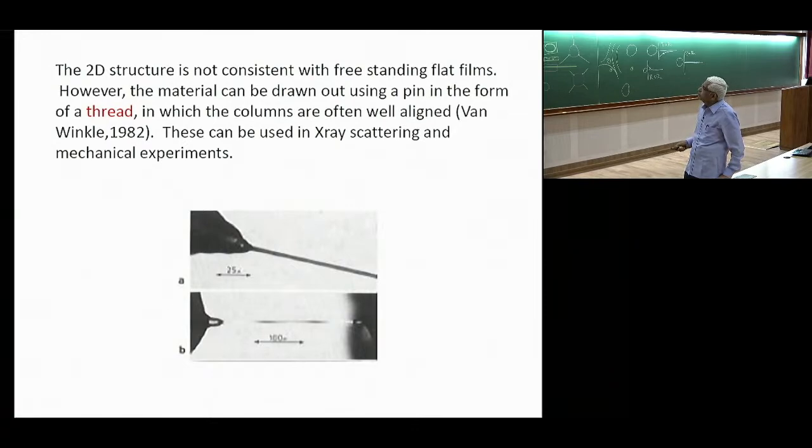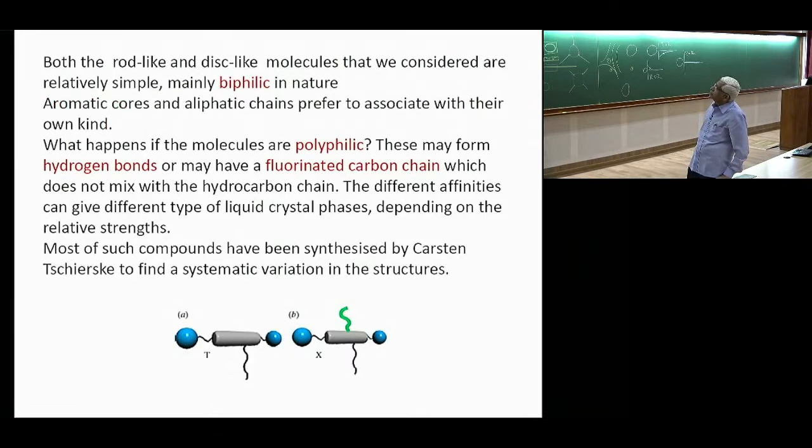But now many people have done similar experiments. Now I think this is going to be the very last thing I say. Both rod-like and disc-like molecules are relatively simple, mainly biphilic in nature. There is an aromatic part, there are aromatic chains projecting out, biphilicity. That's how they are organized in those two, either layers or columns.